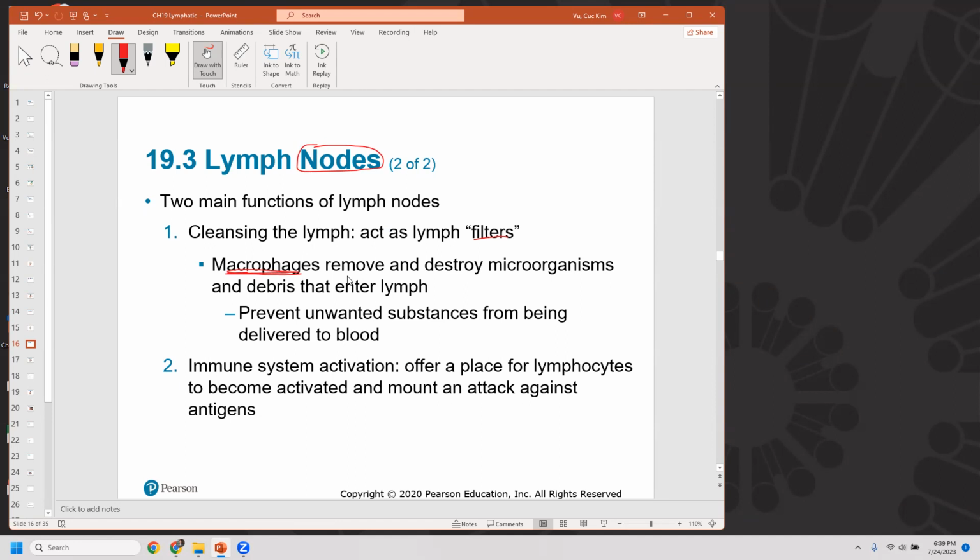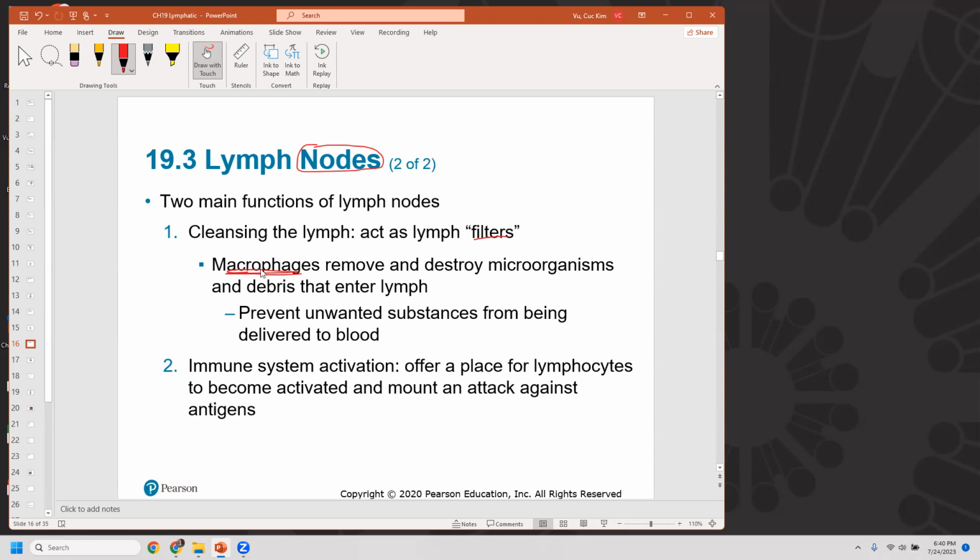Someone remind me what phagocyte means? It engulfs bacteria and then destroys it that way. Perfect. So the macrophages, which come from the monocytes, hopefully you remember that, right? So you have the 5 types of white blood cells: neutrophils, lymphocytes, monocytes, eosinophils, and basophils. The monocytes differentiate into macrophages.